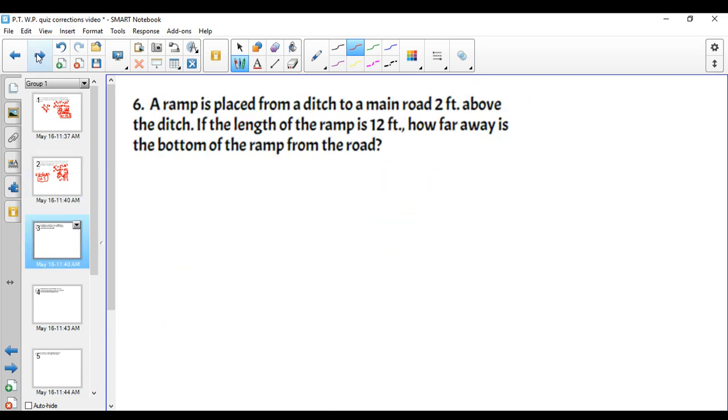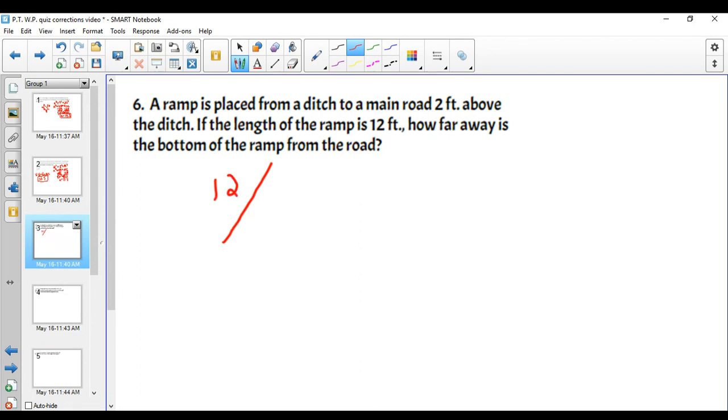All right, next we're going to go on to the last assignment with the 15 questions from the module and look at the most commonly missed ones there. So number 6 is the first one we're going to look at. It says a ramp is placed from a ditch to a main road 2 feet above the ditch. If the length of the ramp is 12 feet, how far away is the bottom of the ramp from the road? Okay, so here's the ramp.